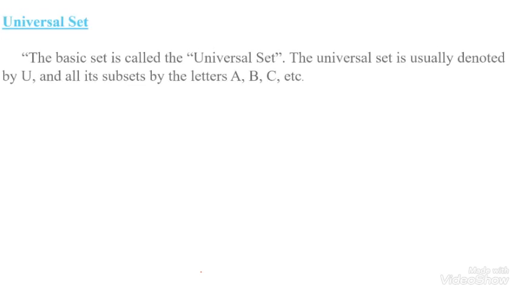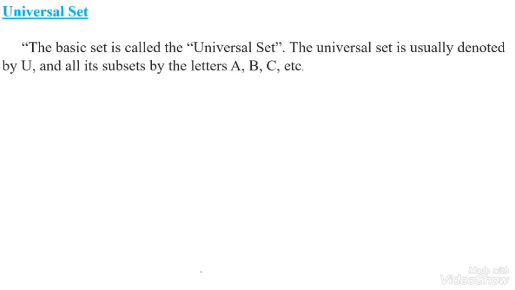Now move on to the last concept, that is the universal set. Universal means the basic set for all the sets. Universal set means there is a main set. But while using the main set, we have to write so many sets, for example set A, set B, and set C. So many sets, and we can write them as subsets. So the universal set is a basic set containing all the elements. Usually the universal set is represented by the letter U and all its subsets are represented by the letters A, B, C, etc.